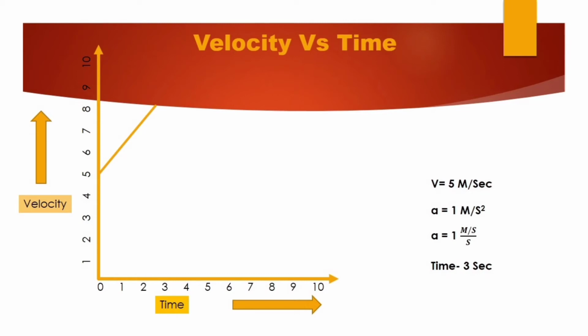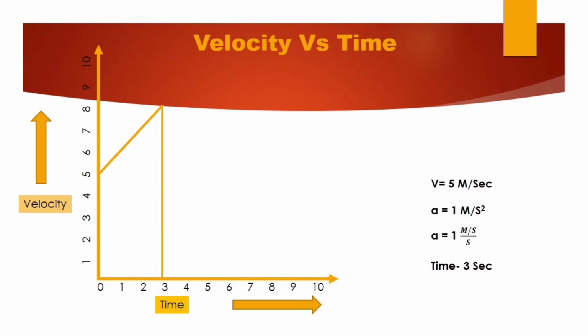So after 1 second, the velocity would be 6 meters per second. The velocity after 2 seconds would be 7 meters per second, and the velocity after 3 seconds would be 8 meters per second. So, let's draw the line from 5 to 8. Here, we can see the slope drawn is actually the constant acceleration.